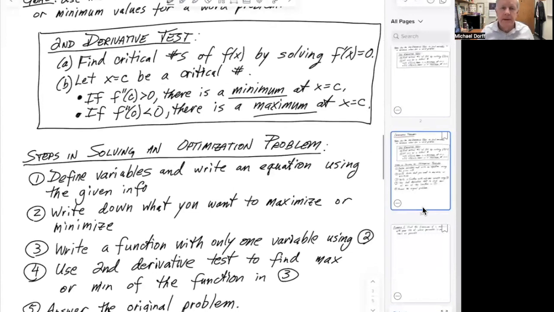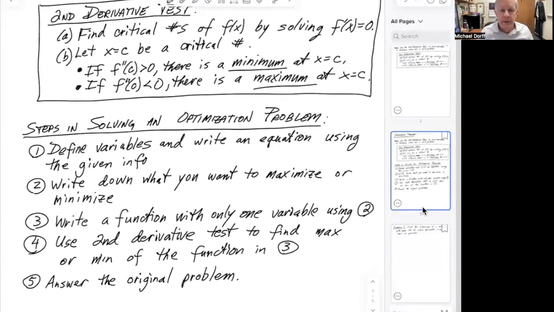Now, in solving these optimization problems, we'll use the second derivative test, but I've outlined the steps that I would say I use to solve these problems. All right, so it's a step-by-step approach. The first thing I would do, after I read the problem, is to define the variables and write an equation using the information given in the statement of the problem. Then I write down what I want to maximize or minimize. And then I use that to write a function with only one variable.